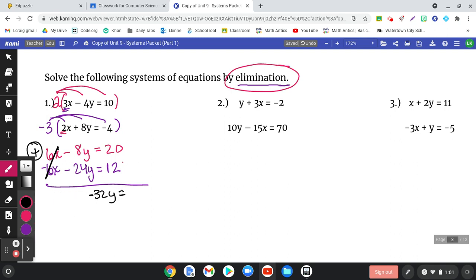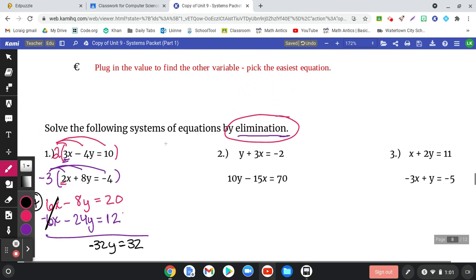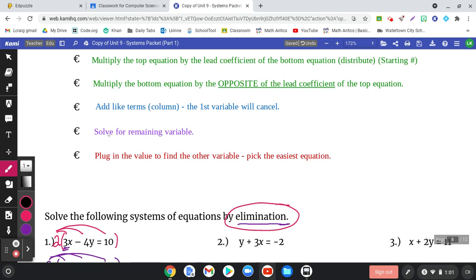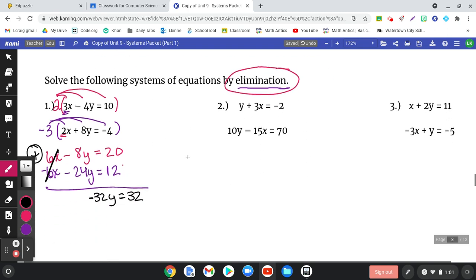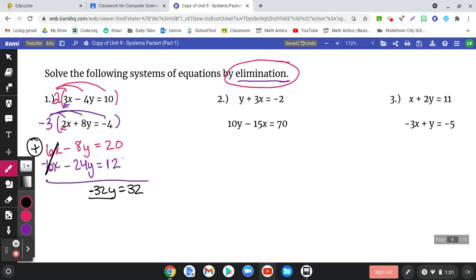Equals 20 plus 12, 32. So now you just have this basic equation that you're going to solve for. So solve for the remaining variable, solve for y. The only thing you have to do is divide by -32. And that's the nice thing about elimination. This is how it is every single time. All you're left with is to divide.